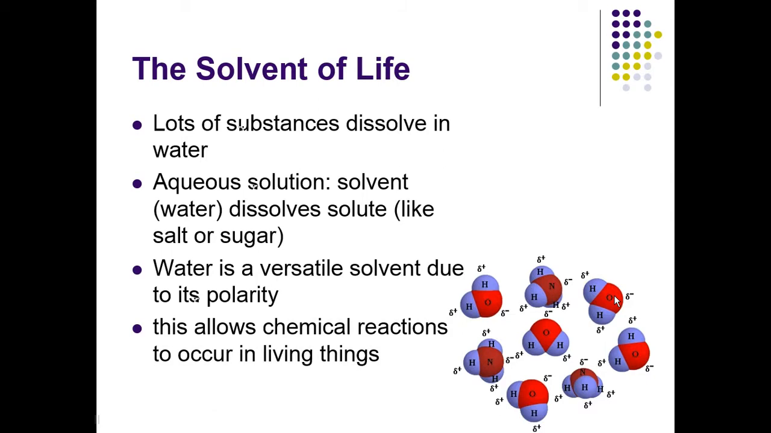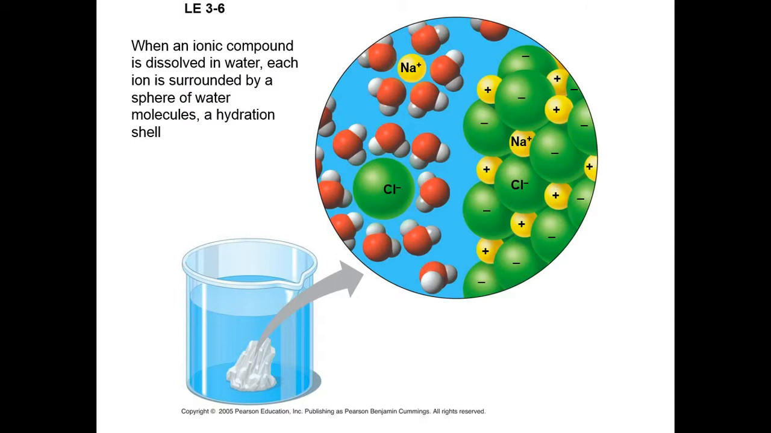This allows chemical reactions to occur in living things, which we'll be talking about later this year when we talk about cellular respiration and photosynthesis. When an ionic compound is dissolved in water, each ion is surrounded by a sphere of water molecules, kind of like a hydration shell. We saw this in the animation just a few minutes ago.